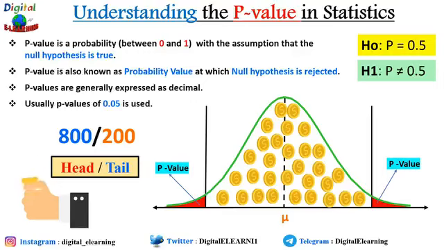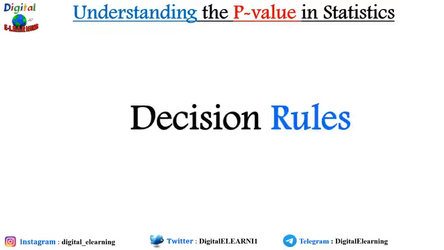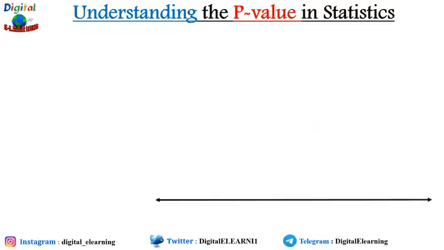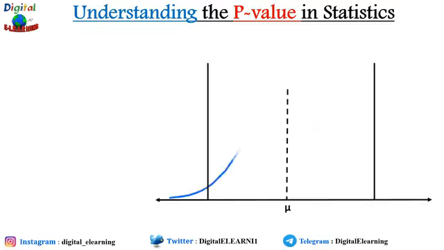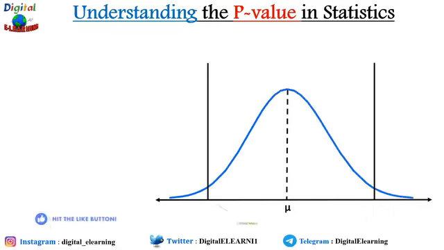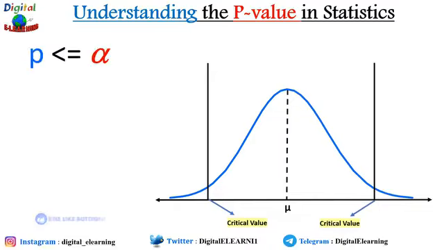Now let us look at some decision rules. Based on that, we will evaluate whether our result is significant or not. To understand the decision rules, let us first plot the normal distribution curve. And these are my critical values. My first rule says if p is less than alpha, that is the significance level, then we can reject the null hypothesis if it falls in this red region, which is beyond the critical values.